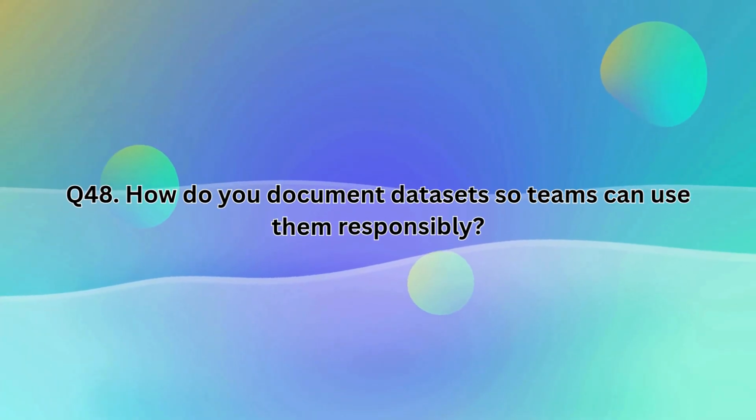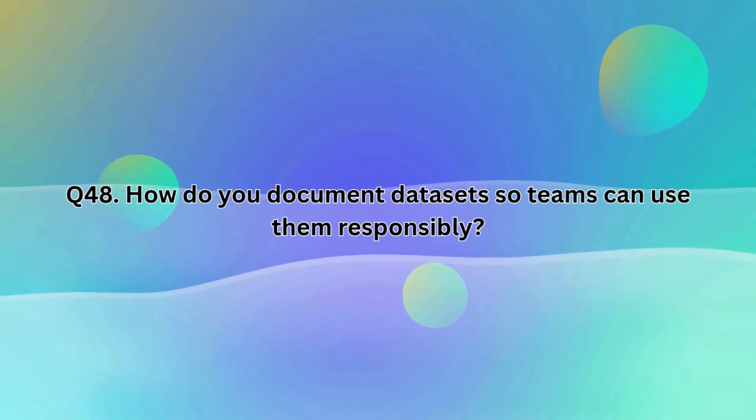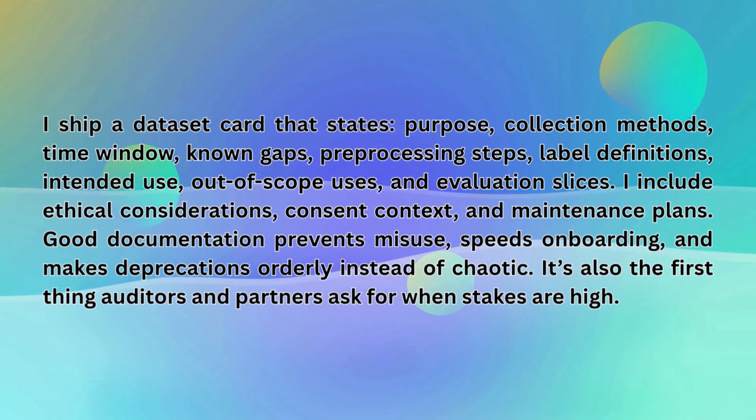How do you document datasets so teams can use them responsibly? I ship a dataset card that states purpose, collection methods, time window, known gaps, pre-processing steps, label definitions, intended use, out-of-scope uses, and evaluation slices. I include ethical considerations, consent context, and maintenance plans. Good documentation prevents misuse, speeds onboarding, and makes deprecations orderly instead of chaotic. It's also the first thing auditors and partners ask for when stakes are high.